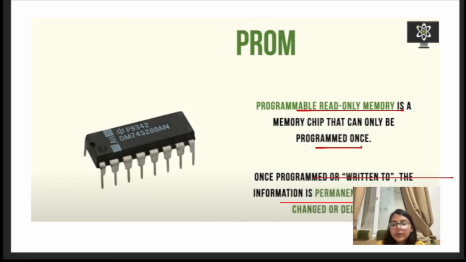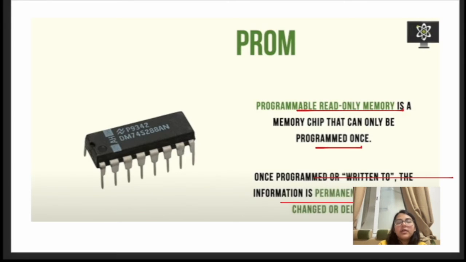Okay, then here you can see the physical piece of memory. It can only be burned and programmed once. Okay, and it actually uses a burning method to store the data. Once it is written to or programmed, the information is permanent, which means what, students? We cannot change the data from it, or we cannot delete and replace the data. That is the main disadvantage of PROM. So are you clear with this point, students?